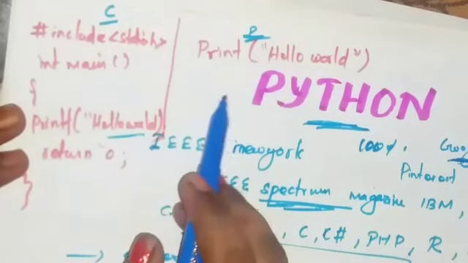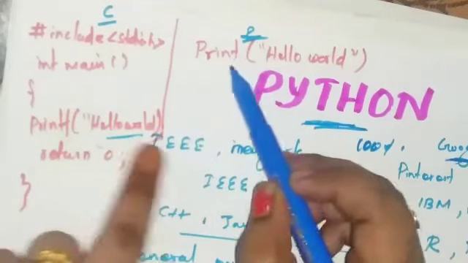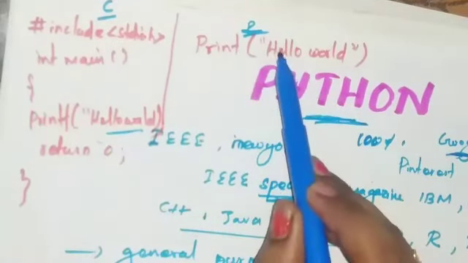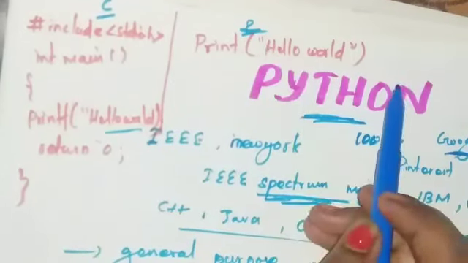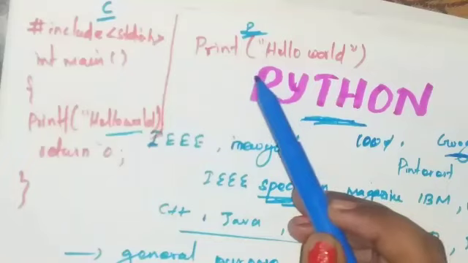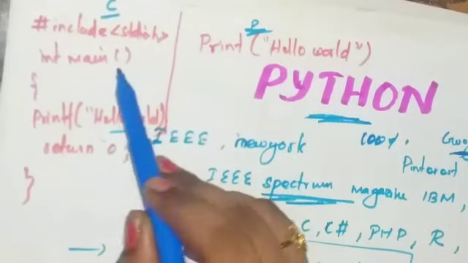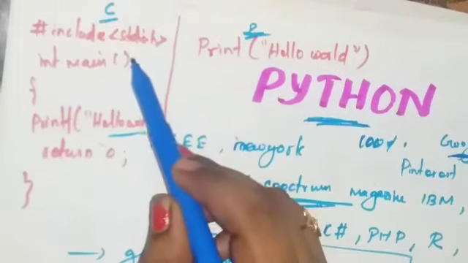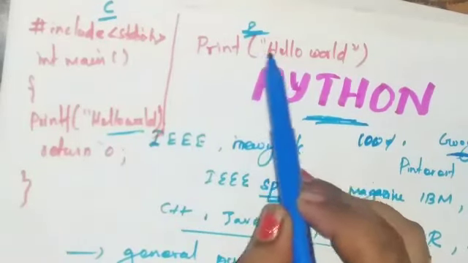Okay. But in Python, if you want to print hello world, you have to write just one line of code. It will print this statement on the output screen, because the syntax of Python is very simple, clean, and easy to learn when compared with other programming languages such as C, C++, Java. So beginners also learn this language easily.